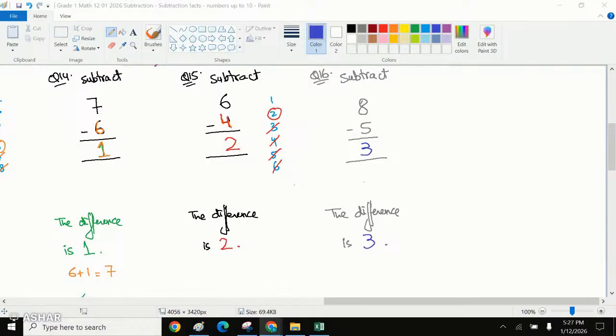moving on with the next question. Can we say that question number 17, it says subtract, and the values given to us are 7 minus 2. So what is 7 minus 2?